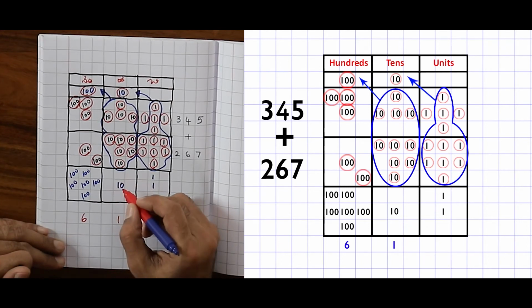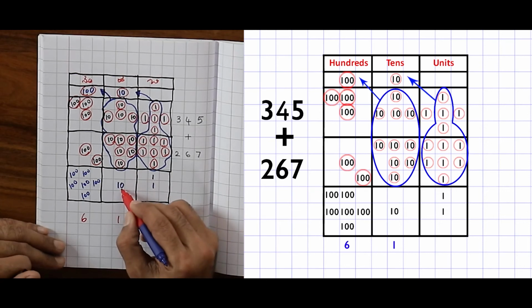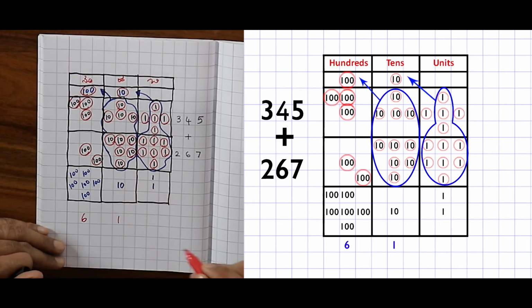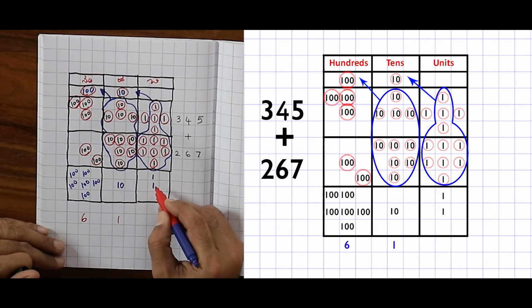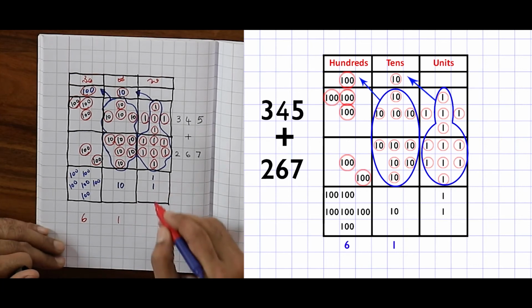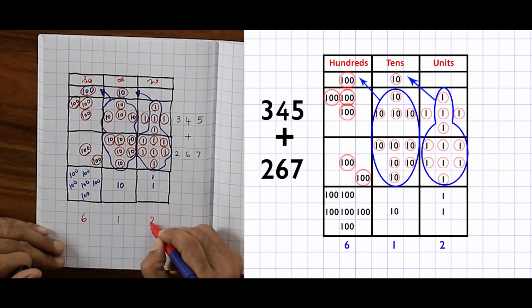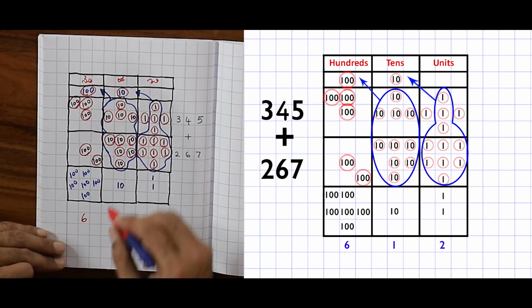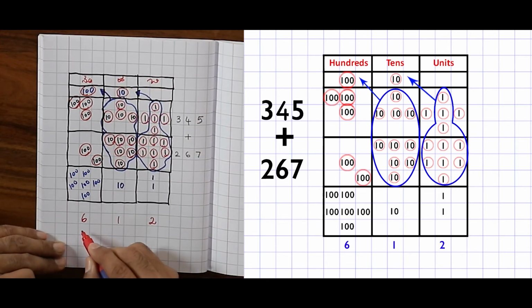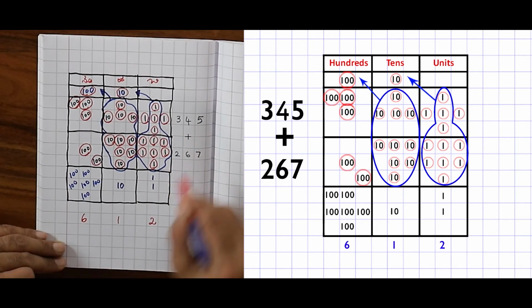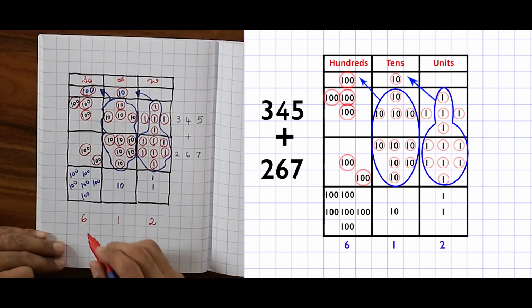This is a common mistake that the children make. This has to be observed carefully. Similarly, how many rooms are filled in the units place? 2 rooms are filled. So, what is the answer? When you add 345 to 267, you get 612.